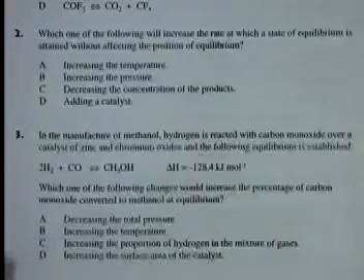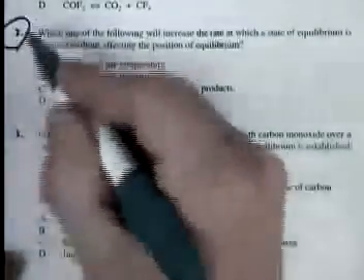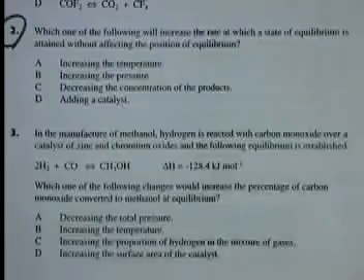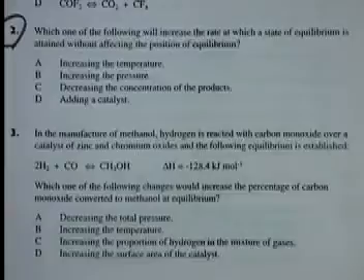Let's turn to some of the sample exercises. Your page might actually have these questions a little bit smaller, and so you can see a few more of them at one time. But that's okay. This one's just a little bit bigger, and you might be able to see it on the screen a little bit better. Let's start with question number 2 right here. Question number 2 states, which one of the following will increase the rate at which a state of equilibrium is attained without affecting the position of equilibrium?